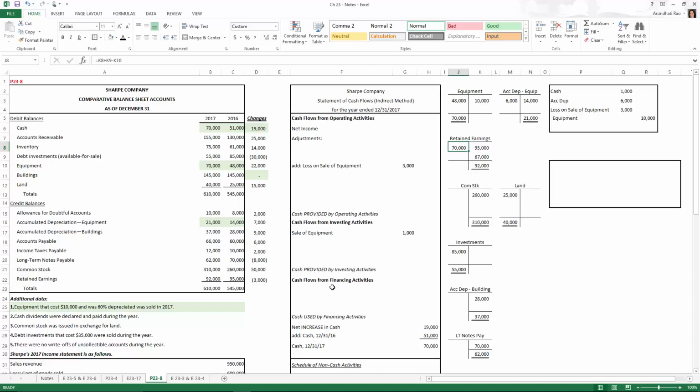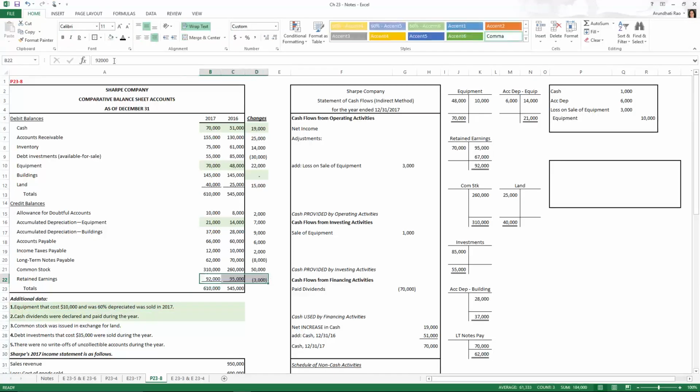What type of account is it? Financing. So I paid dividends $70,000. I've taken care of this piece of information and I've taken care of my retained earnings.